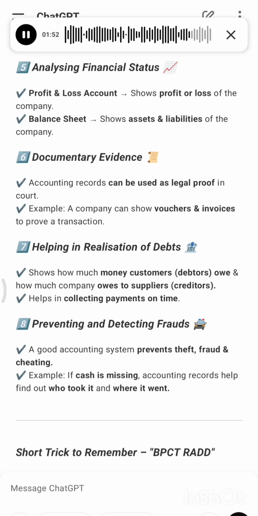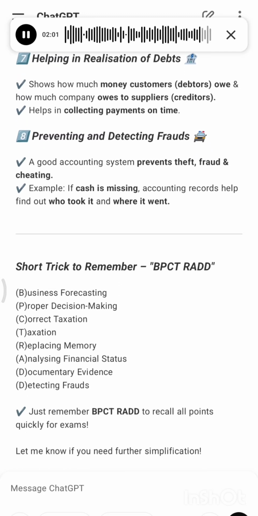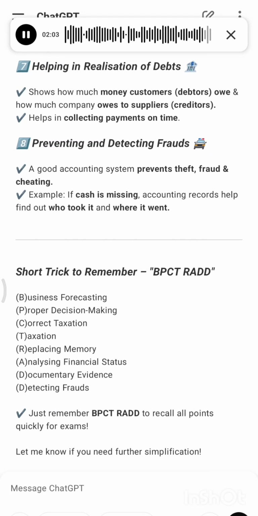Short trick to remember: BPCRADDF. Business forecasting, proper decision-making, correct taxation, replacing memory, analyzing financial status, documentary evidence, debts realization, detecting frauds. Just remember BPC to recall all points quickly for exams. Let me know if you need further simplification.